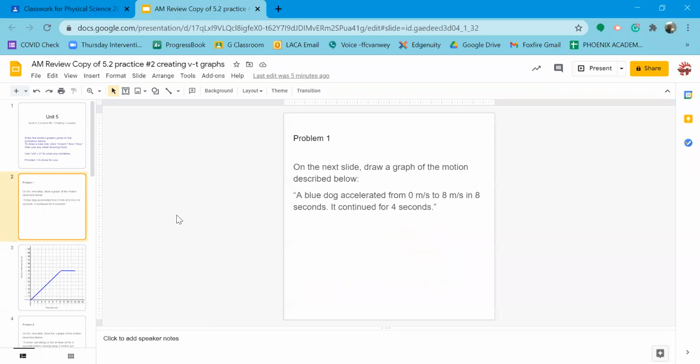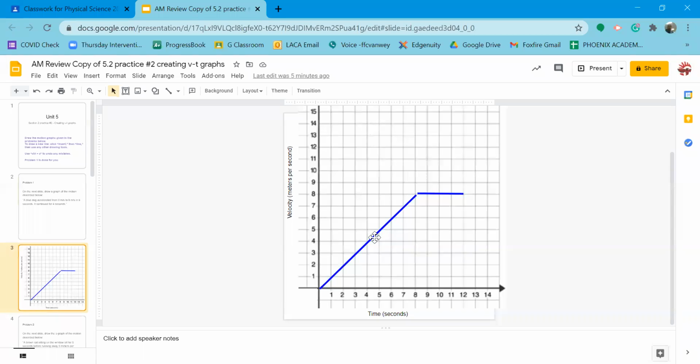So problem 1 says, draw a graph of the motion described. A blue dog accelerated from 0 to 8 meters per second in 8 seconds. And it continued this for 4 seconds. So 0 to 8 in 8 seconds. So I grab my line, and this one I've already done for you. I grab my line. I go from 0 to 8. Okay. That is 0 to 8 meters per second.